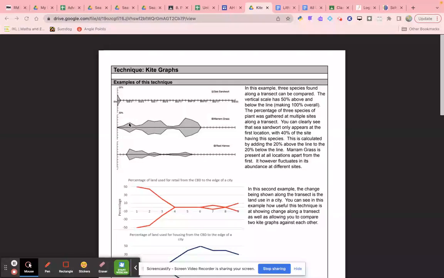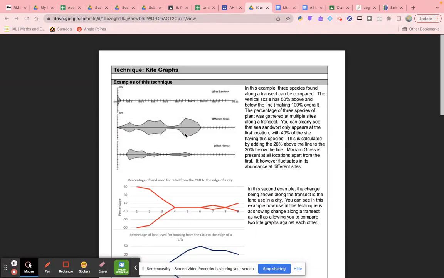We can see at this site here, site 1, 2, 3, 4, we've gone up to 20% of 40%, I should say. So we've marked 20% on the scale that goes above the 0 line and 20 below. So in total, 40% of this location had marram grass. If we get any site that's got complete coverage of something, 100%, as you can see here at site 12, then you have 50% on one side and 50% on the other.